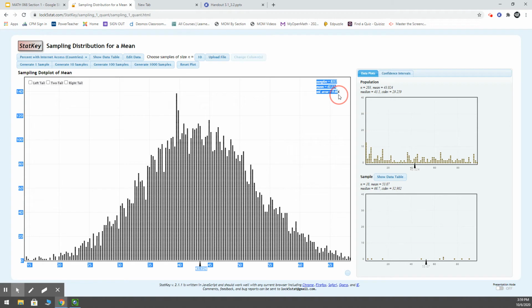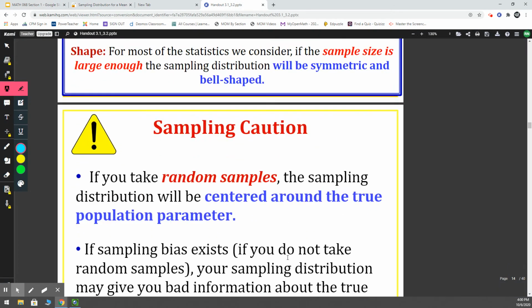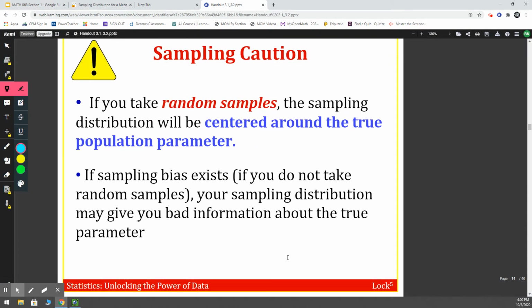Also, please note right here, where my mouse is hovering, this is the standard error. The standard error is the standard deviation of the sampling distribution. The standard deviation out here is part of the population, the original data. The standard error is always part of the distribution of all the repeated values. Standard error only happens in the sampling distribution. Sampling cautions: if you take a random sample, the sampling distribution will be centered around the true population parameter. We just saw that take place.